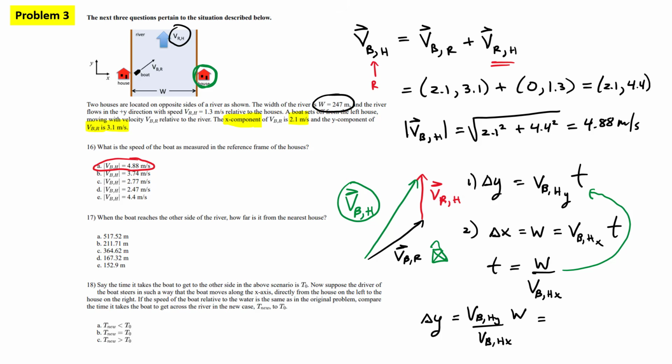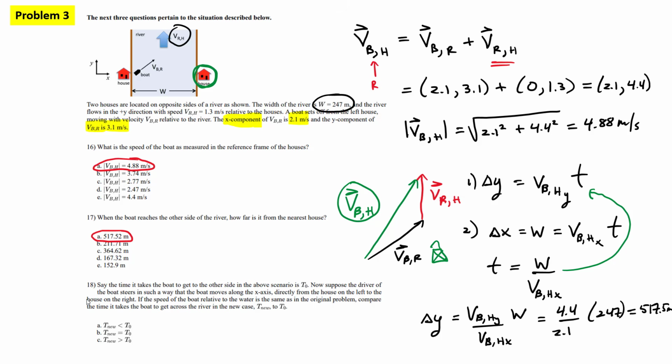So now you substitute in all the values. Our y component was 4.4. Our x component was 2.1. And the width of the river was 247. All right, we put all of those numbers in the calculator, and you should get something that is close to 517.5 meters. So the best choice here for this question is choice A.